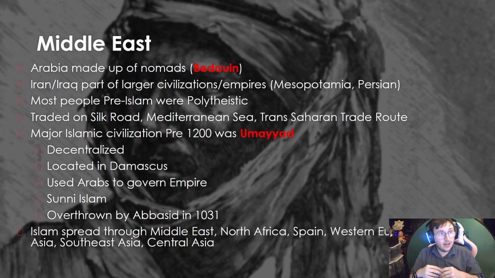Now, since the Middle East is kind of the bastion for Islam and like the cradle for Islam, Islam will spread through the Middle East, North Africa, Spain, Western Europe, and throughout Central and Southeast Asia.